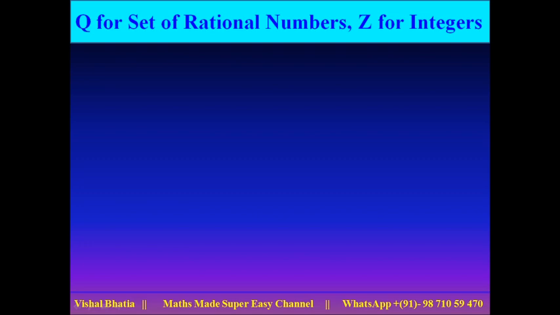Why do we have N as the set for natural numbers, W for whole numbers? All that is understandable. But why do we have Q for the set of rational numbers and Z for integers? Very interesting. Q is used as the set for rational numbers because rational numbers yield a quotient. If you notice the word quotient, I have marked it in light blue, and that's why it's the set of rational numbers, represented by the English letter capital Q.